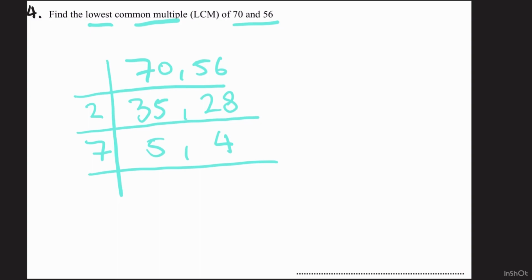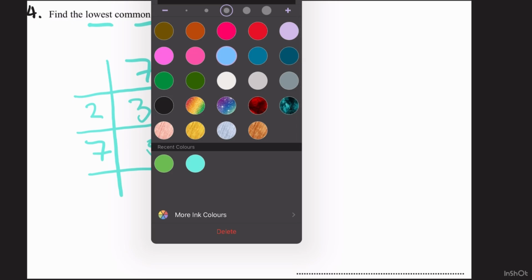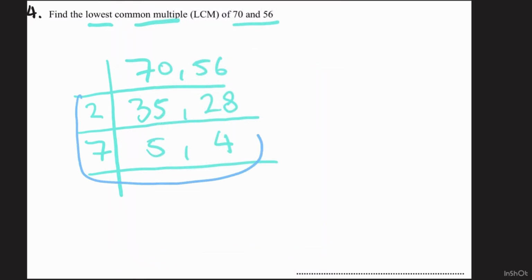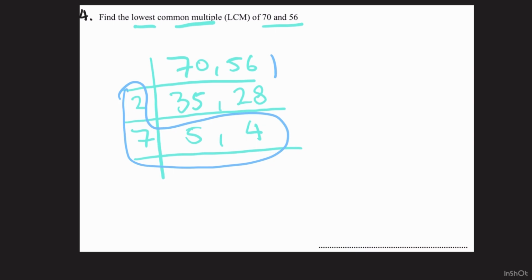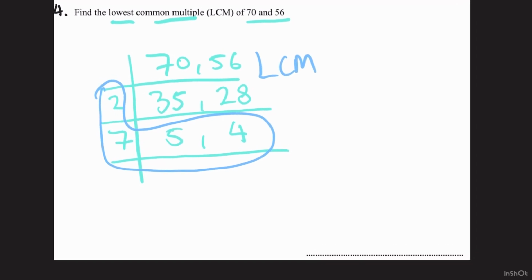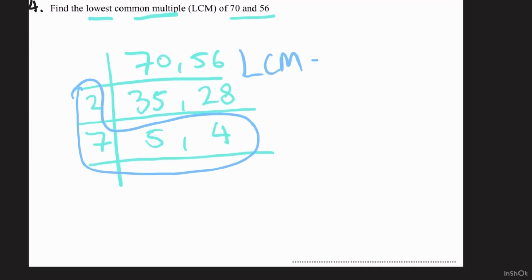Now let's read the question again. It's asking us for the highest common factor. I'm sorry, the lowest common multiple. So with the lowest common multiple, we'll just times all of these numbers together. So the LCM equals 2 times 7 times 5 times 4, which equals 280, which is the answer.